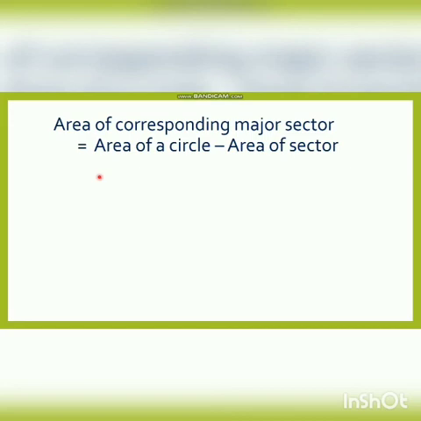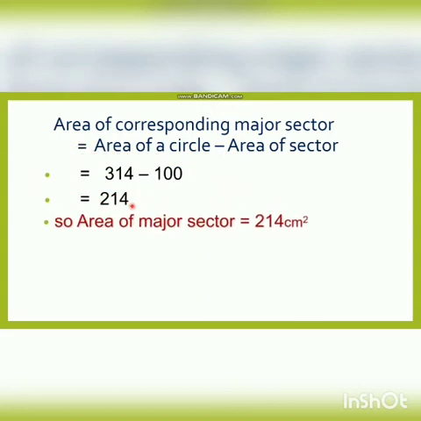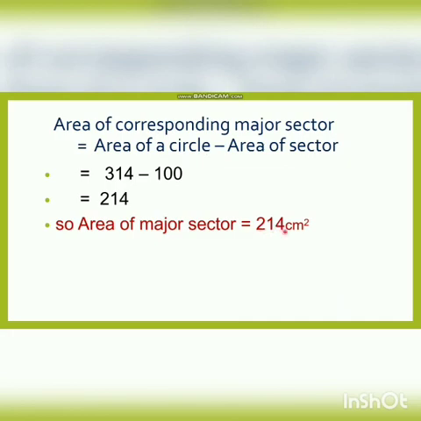You have just found the area of the circle. Put in the values: 314 minus 100. Subtracting, 314 minus 100, you get 214. So the area of the corresponding major sector is equal to 214 centimeter square. In this question, we found the area of a major sector using the area of a circle and the area of a sector. Thank you.